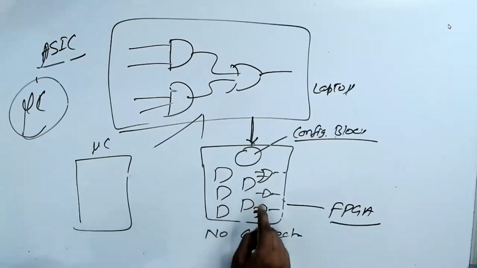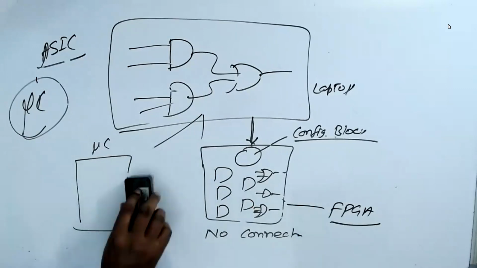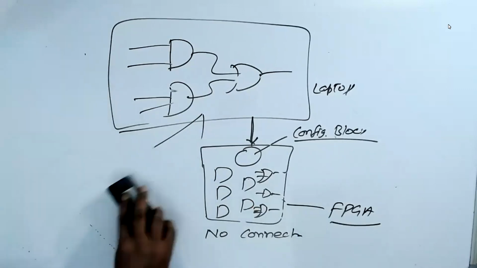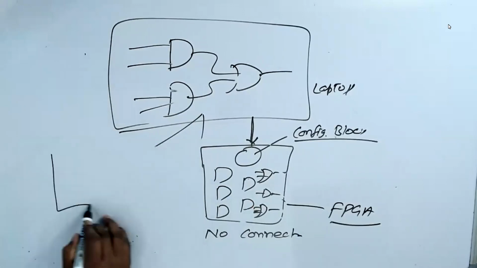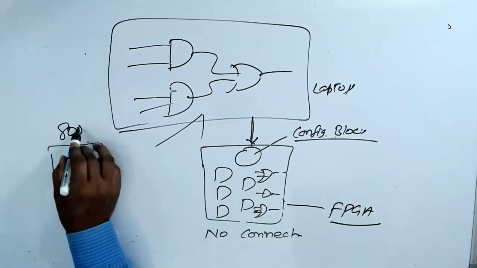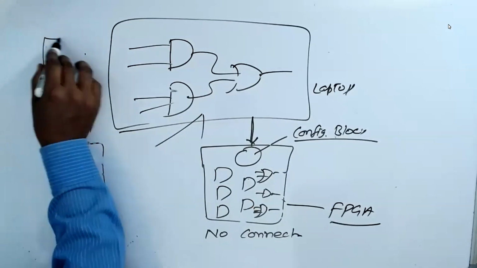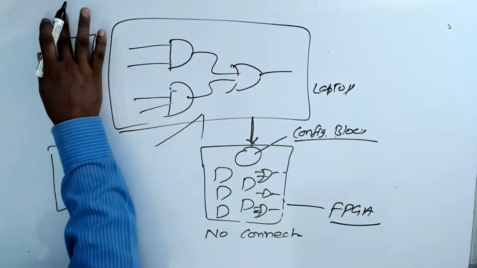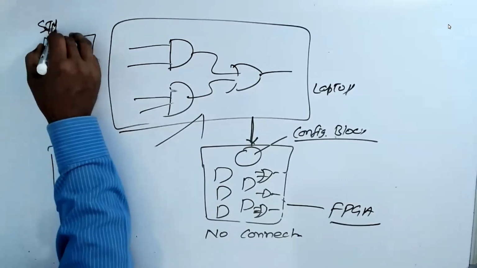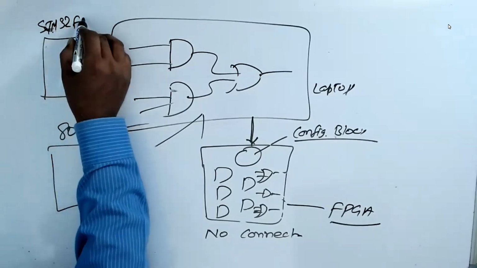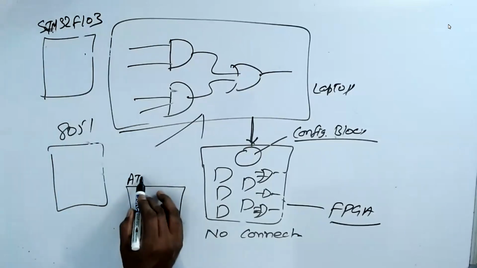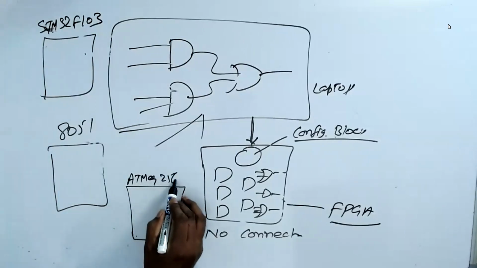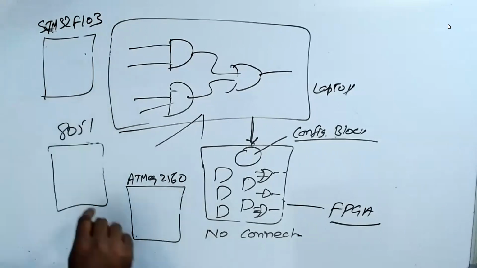Whereas in an FPGA, let me give you more clarity. I have a microcontroller 8051. I have another microcontroller called ARM, let us assume STM32F103. And I have another microcontroller called Atmega 2560. Assuming that I have 3 microcontrollers.